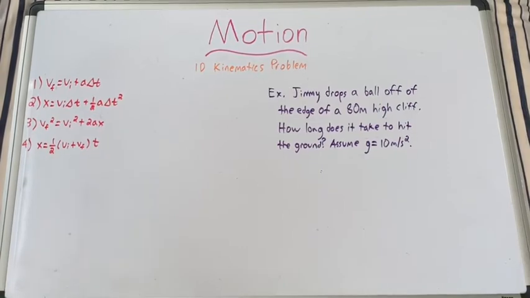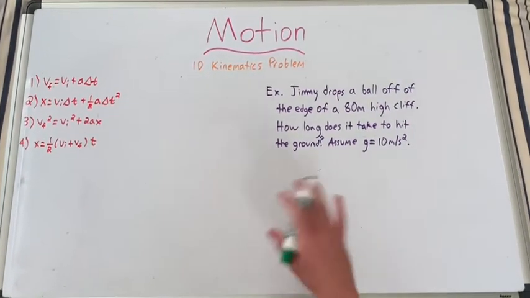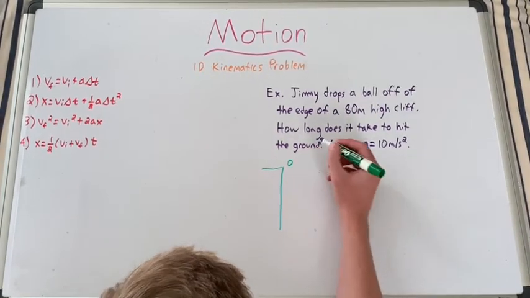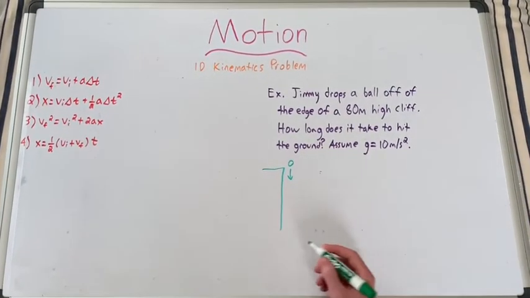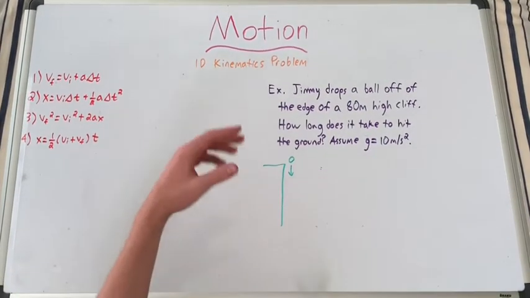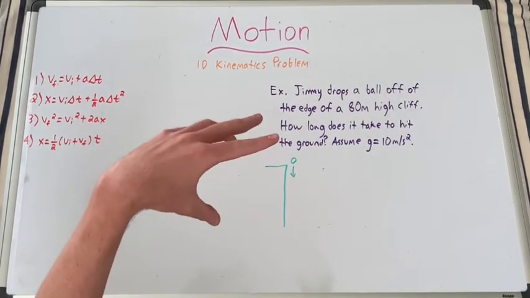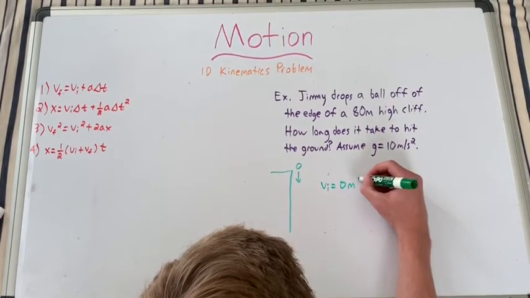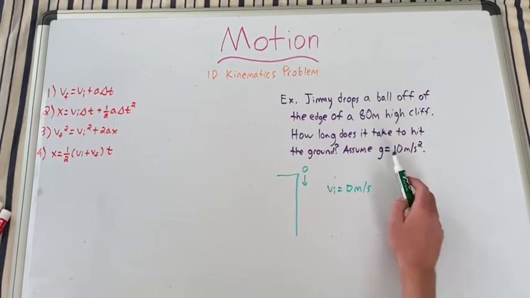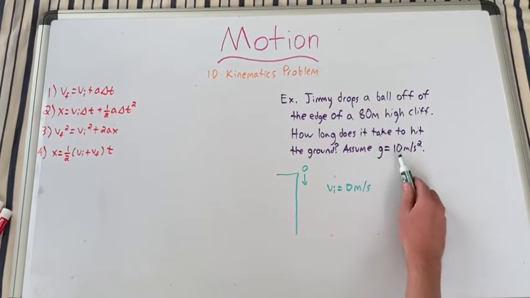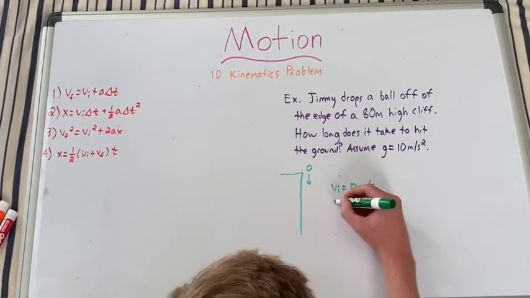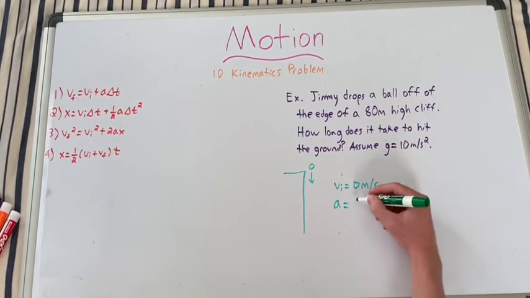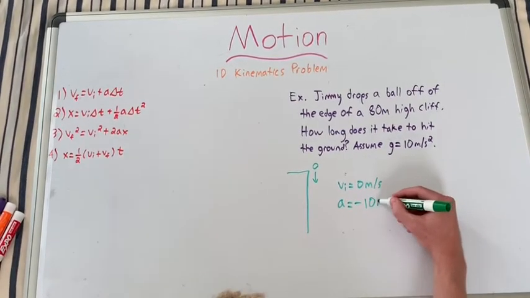So even if the problem seems simple, the first thing you want to do is draw a picture and write out what you know. So we have a cliff, and we know that there's a ball that is dropped off of that cliff. Now, we know that the initial velocity of the ball right as it's dropped is 0. The problem tells us that g, the acceleration due to gravity, is 10 meters per second squared. And since the ball is traveling down, we're going to refer to this as the negative direction. So we'll call the acceleration negative 10 meters per second squared.